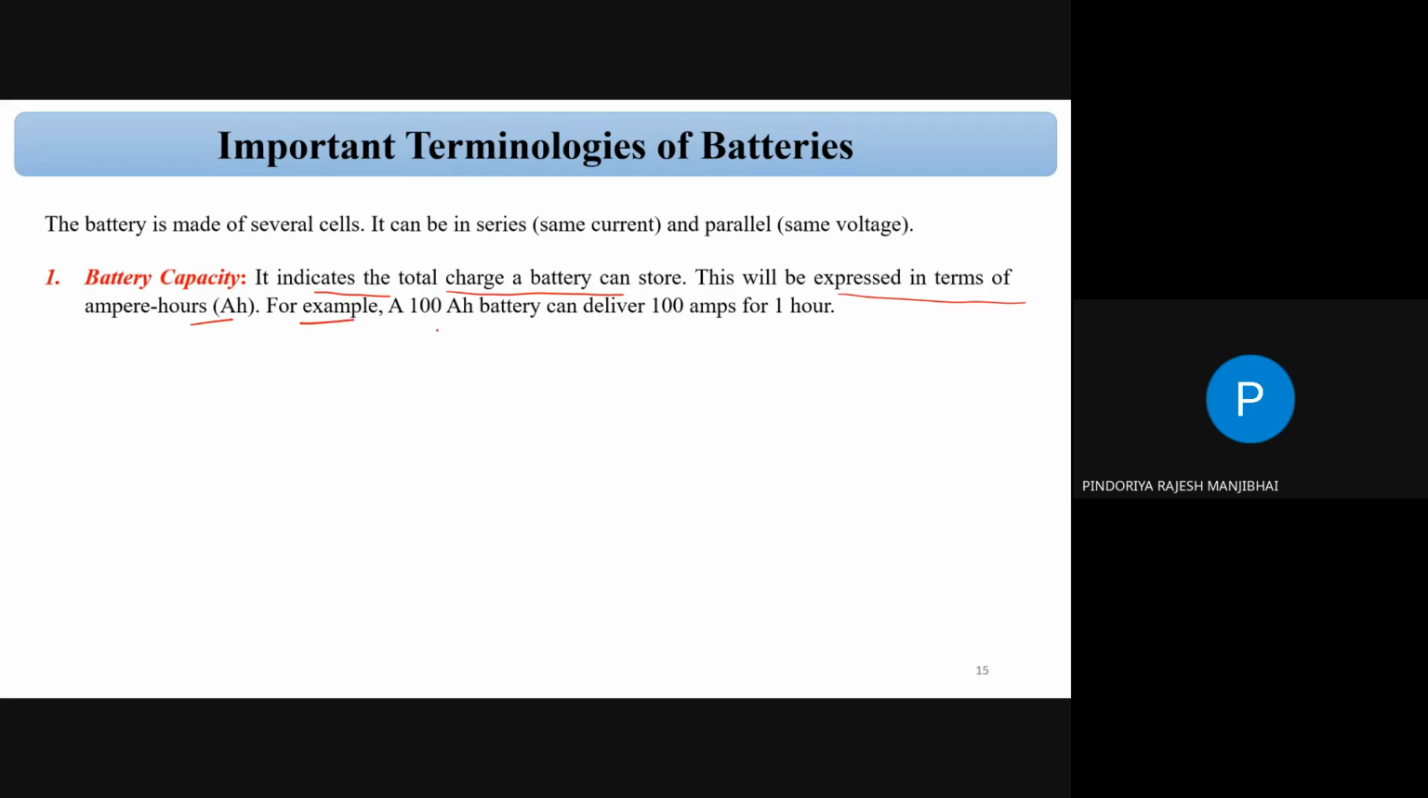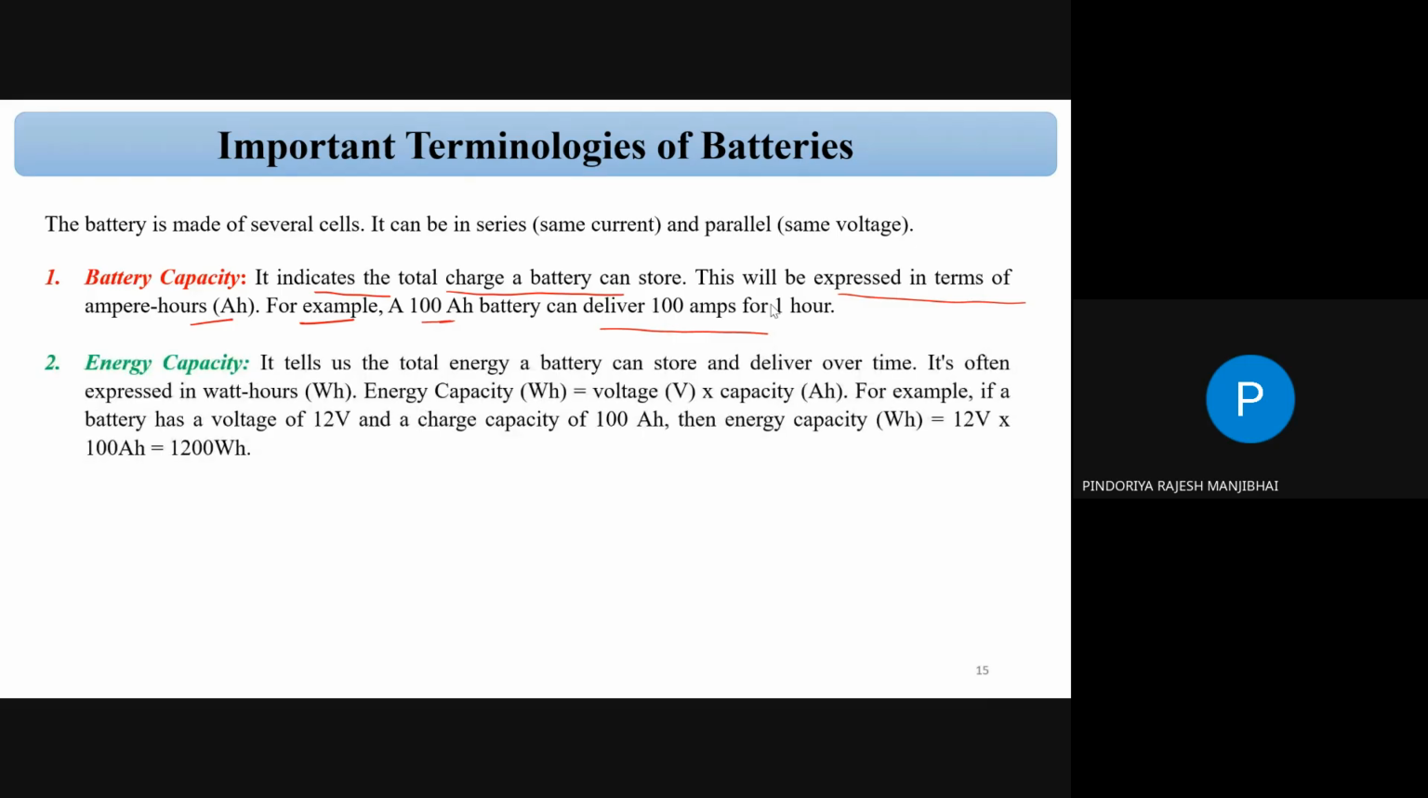For example, suppose a battery of 100 ampere hours can deliver 100 ampere for 1 hour. So suppose your battery rating is 100 ampere hours, then we can say for 1 hour we can take a current of 100 ampere. So this is the fundamental terminology of the battery, correct? That is battery capacity. Next terminology, energy capacity.